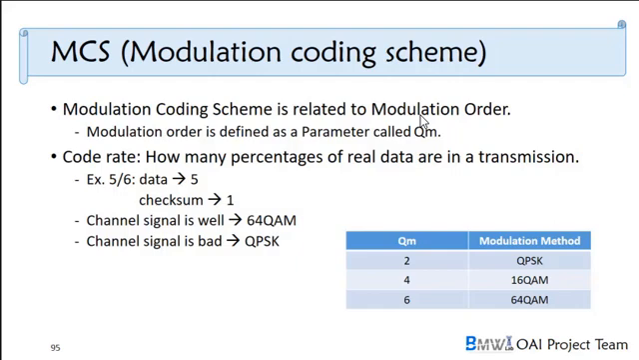And how many percent about this? The code rate is, for example, 5/6, so data uses 5 and the redundancy uses the last. So if we have more data we can transmit quickly, but it maybe will get errors. The error rate will increase. So for a good signal we will use 64 QAM, because we can transmit more data, but if the channel is bad we cannot transmit too much data. We need to transmit more redundancy.